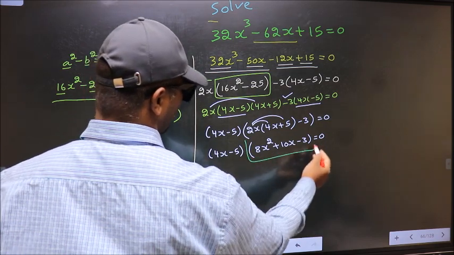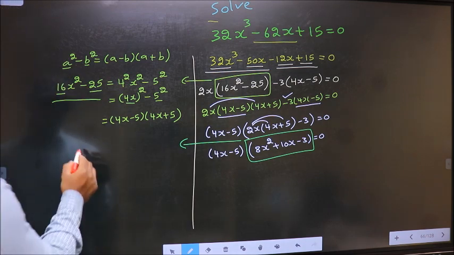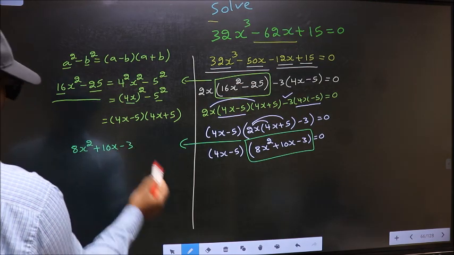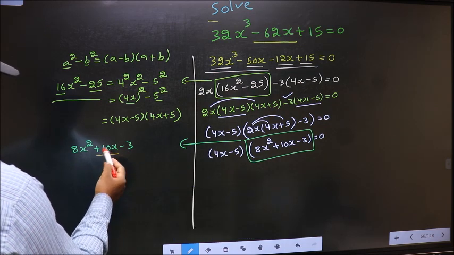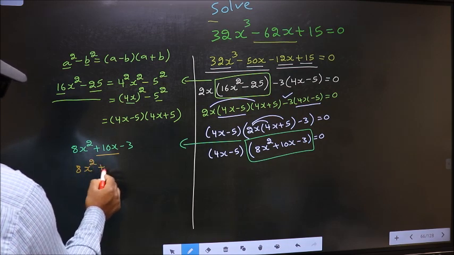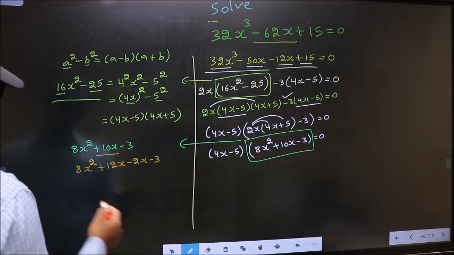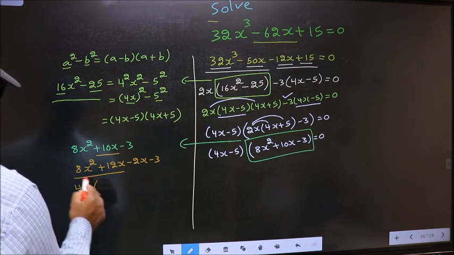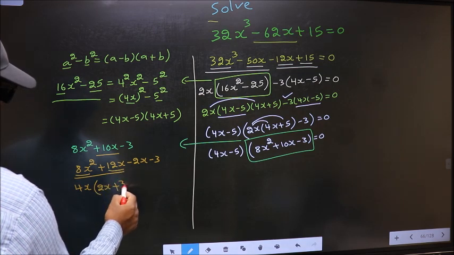Now we got a quadratic. I will factorize the quadratic here, that is 8x square plus 10x minus 3. To factorize this, we should split the middle term plus 10x. In place of plus 10x, now I write plus 12x minus 2x minus 3. Next, what can be taken out common from these two terms is 4x. From this 4x out you get 2x plus, from this 4x out you get 3.